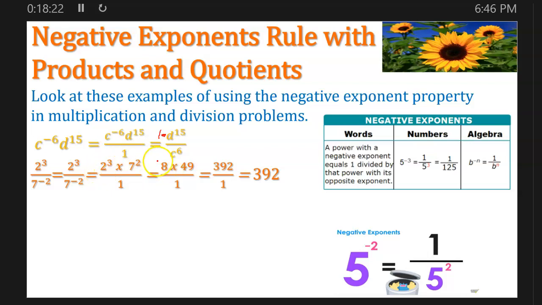So 2 times 2 times 2 is an 8. And then 7 times 7 is 49, and 8 times 49 is 391. All of this is over 1, but we know that any number over 1 is just itself, so we reduce it that way.